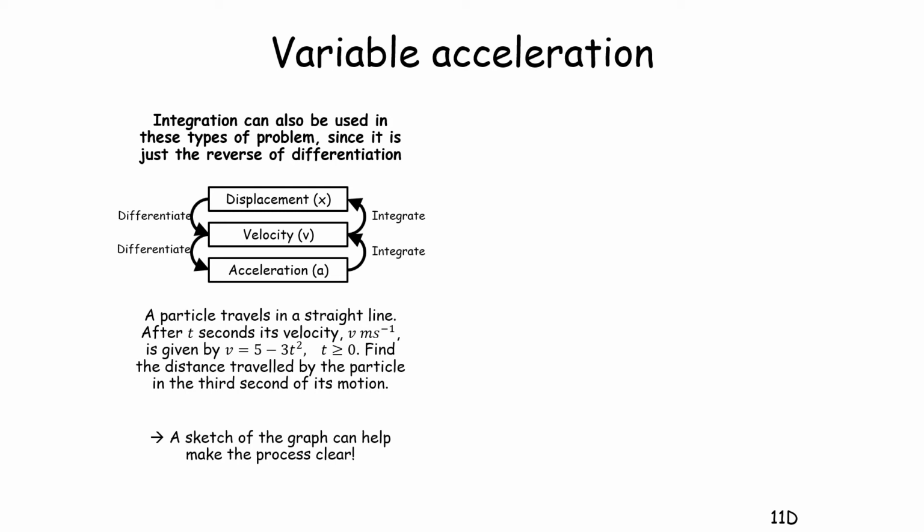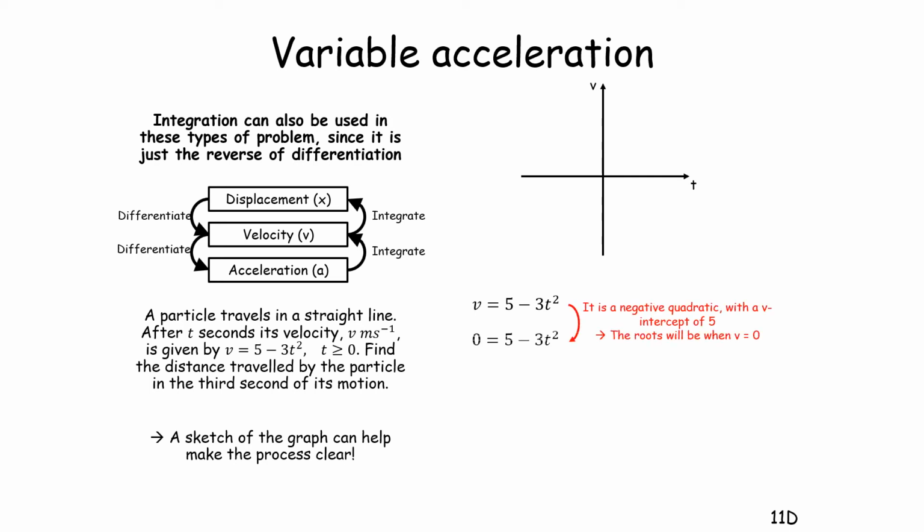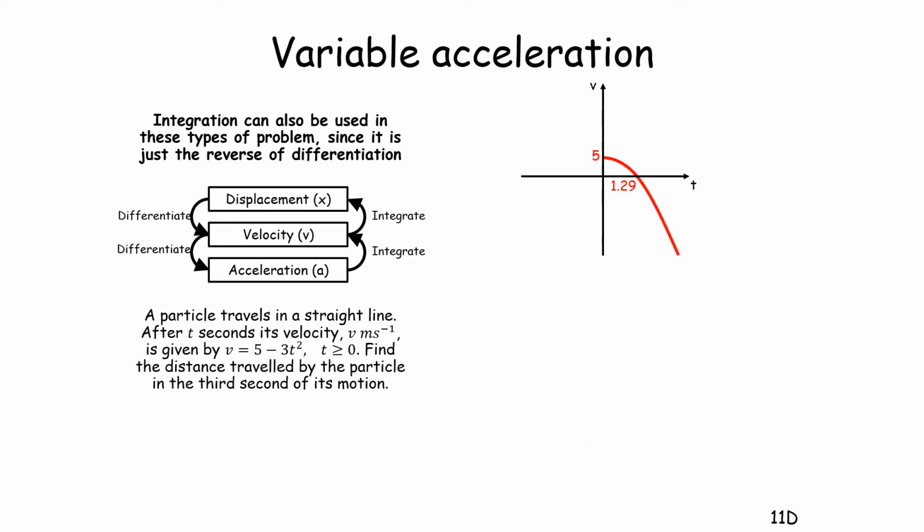We're going to sketch a graph to make it easier and clearer for us. So v is equal to 5 minus 3t squared. We have a negative quadratic. If we set v equal to 0, we can work out the roots. So we got plus 1.29 and minus 1.29. We obviously ignore the minus since t is greater than or equal to 0. So our graph would look something like this.